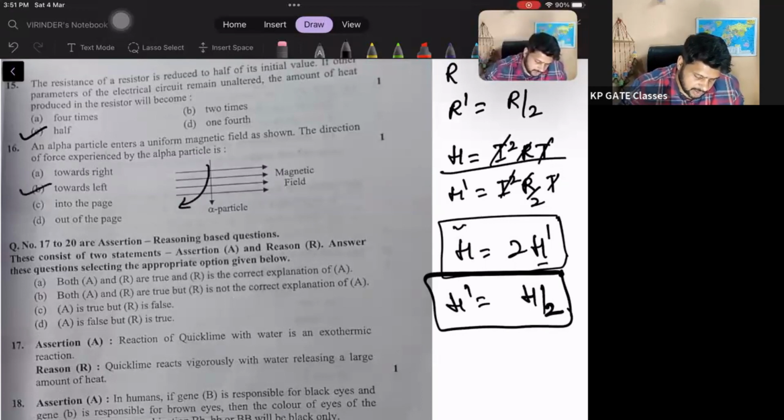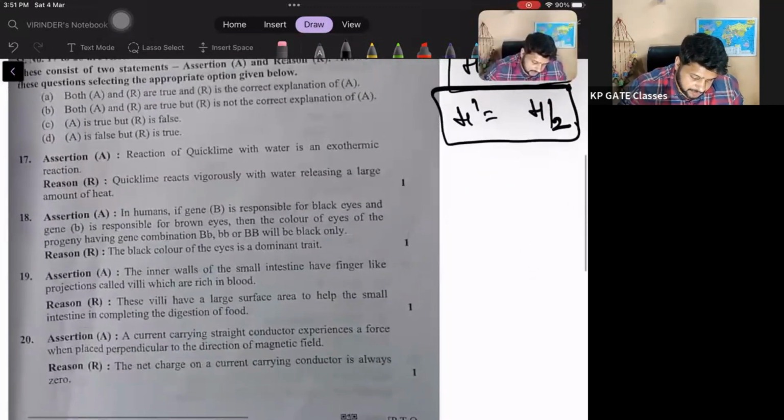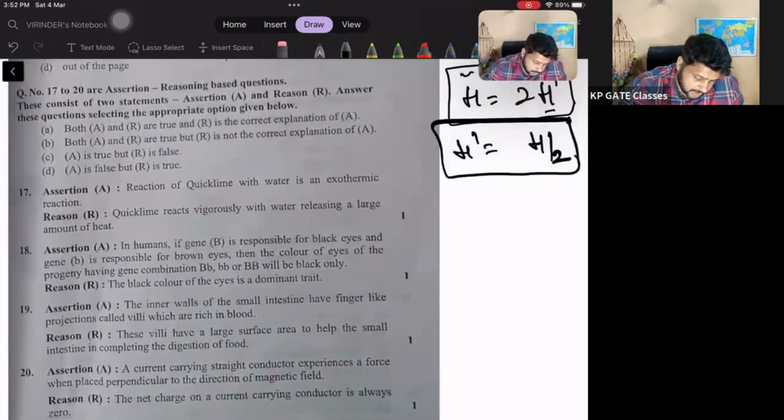So option is B. Now let's come to question number 17. The reaction of quicklime with water is an exothermic reaction. Good. Quicklime reacts vigorously with water, releasing a large amount of heat. So only A is true, but R is false.